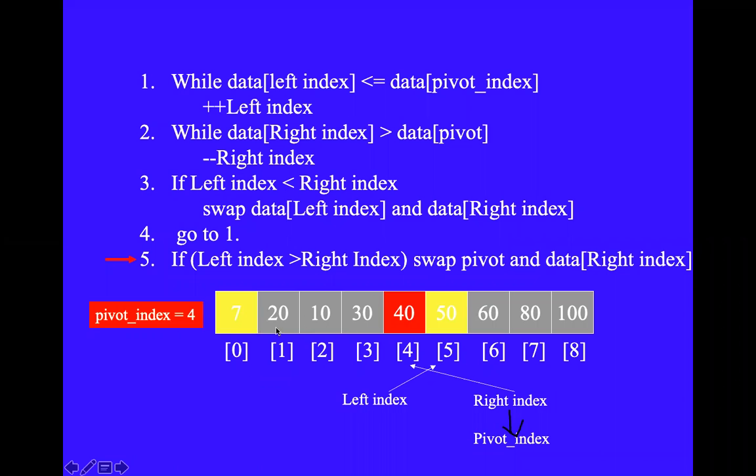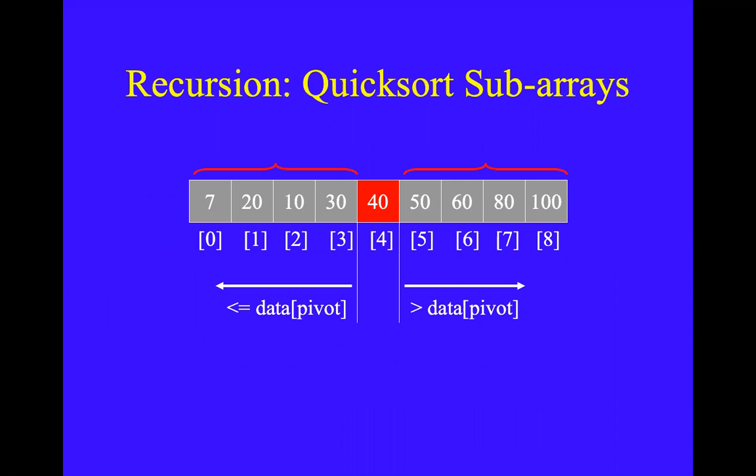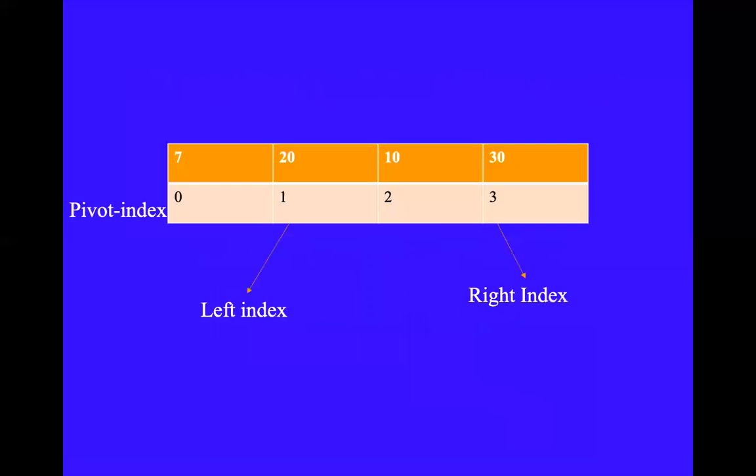Here we need to apply the quicksort algorithm on these arrays and combine the results. So see what will happen next. This is the 40, and these are less than it and these are greater than it. The array is divided. So now we need to start quicksort on the subarrays. Here again we will see 7, 20, 10, 30, and here is a pivot index. This is the left index and this is the right index.